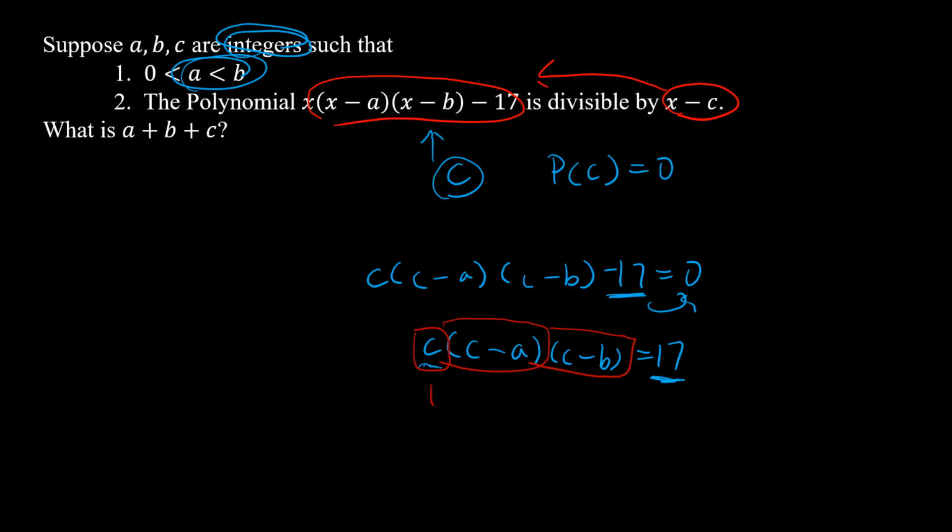So can c be 17? No, it can't, because we see a and b are not equal, so c minus a and c minus b are not equal. They couldn't both be 1, because that's only 2 left to pick, right? Or negative 1, negative 1, and it couldn't be positive or negative because that would make the whole thing negative. So it had to be 1. Have to be 1.